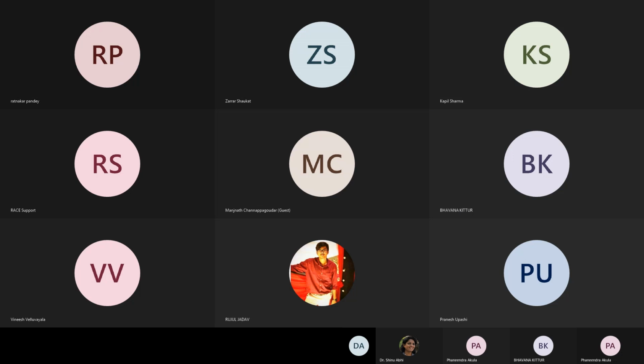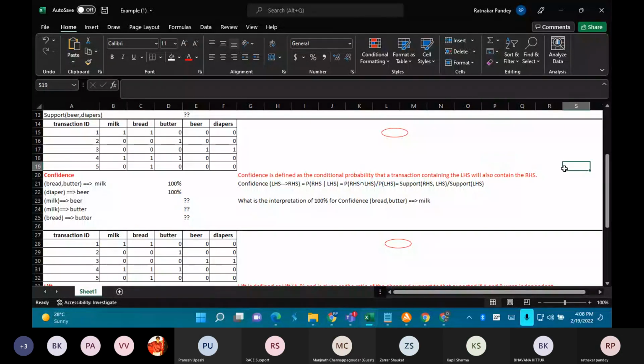I think we tried to rescue and we went into a different direction. So let's do the confidence, where the left hand side is bread and butter, and the right hand side is milk. We are not able to see. Okay, hold on. Yes, sir, we can see now.